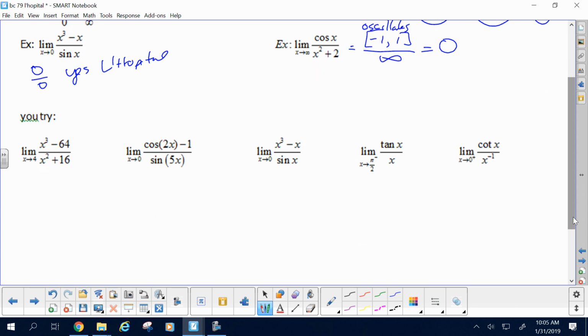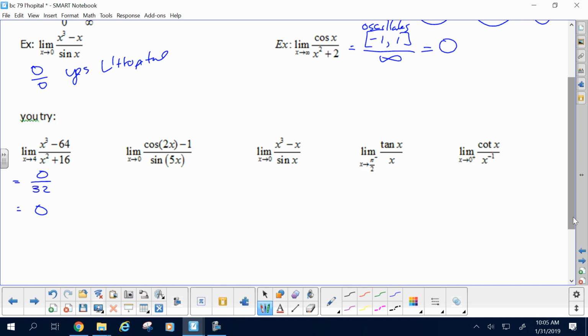How about the top? As x goes to 4, x cubed minus 64 goes to 0. X squared plus 16 goes to 32, and therefore the answer is 0. Not indeterminate. No L'Hopital. You know the answer, call it good. How about the second one?